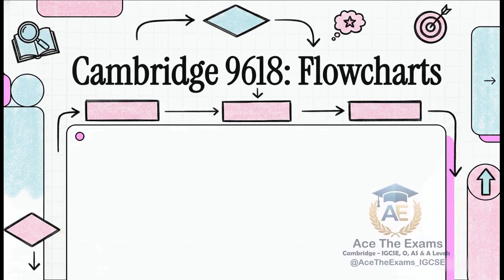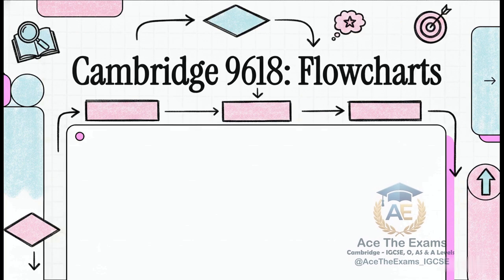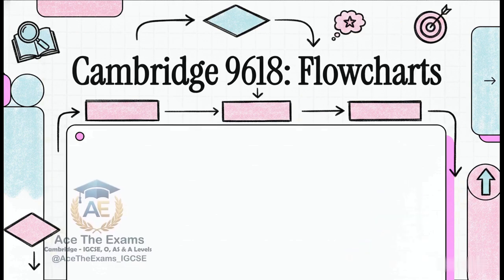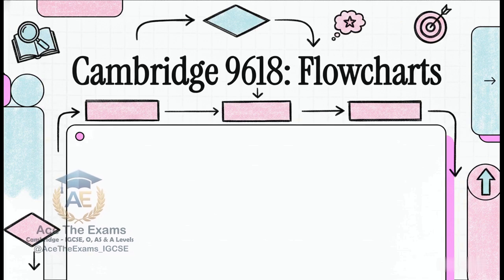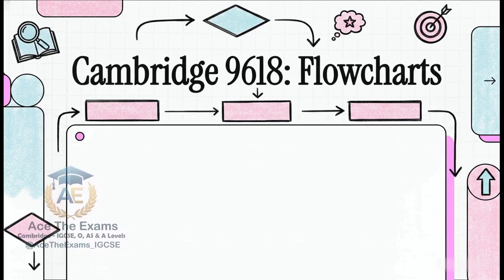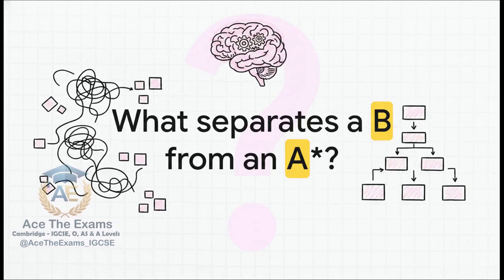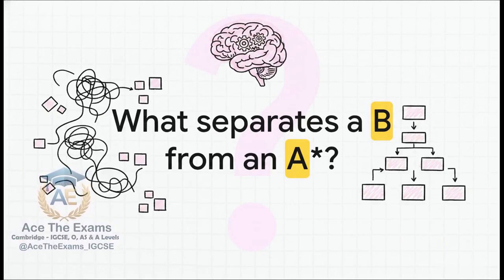But we're going to take the guesswork completely out of the grading rubric today. We're going to take the official insights directly from the principal examiners and transform them into a clear, actionable strategy that you can actually use. So right off the bat, let's address the elephant in the room. What actually separates a B-grade candidate from an A-star candidate?